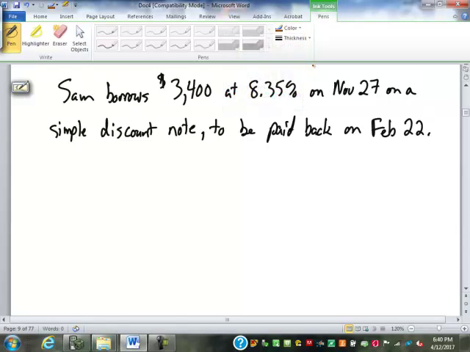By the way, I'm going to make a little side note here. Simple discount note is often abbreviated SDN. So if you ever see that in your readings, that's what they're referring to, a simple discount note. So in your notes, find the effective rate.